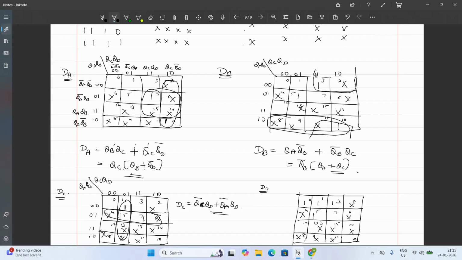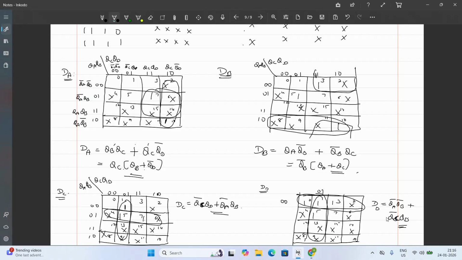Now, if I had an X here, I could have made an octet with the first row and the last row, but that option is not there. You can go with this quad, and to cover this one, you can go with this quad. Okay, so your DD will be QA bar, QB bar, plus QB bar, I'm sorry, QC bar, QD. This will be the answer for D, the fourth one.